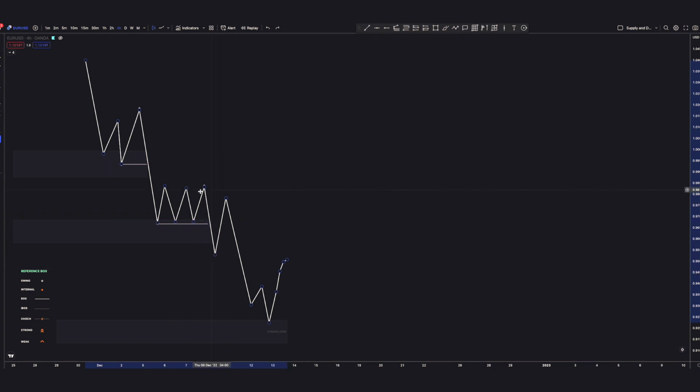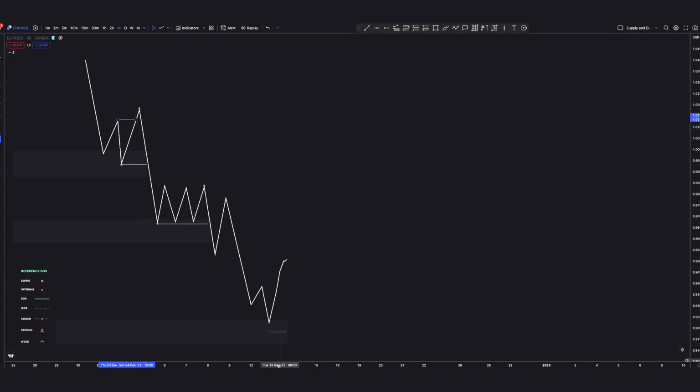So now we're gonna start looking at placing our zones, right? First of all here, because we had a reaction and then a sweep of liquidity, I'll just place this one here so you guys can see it.